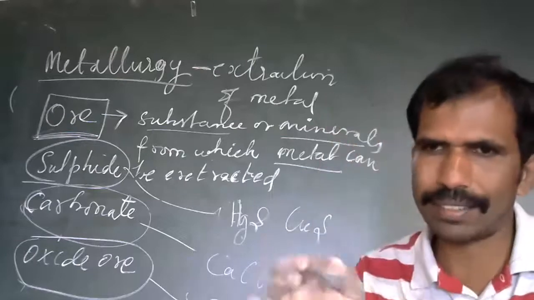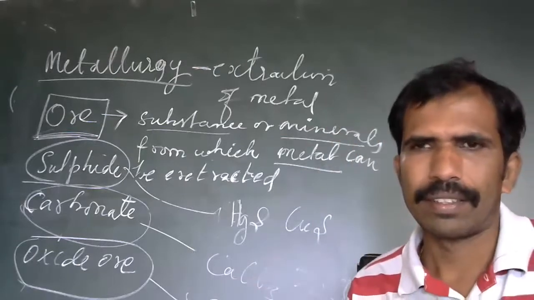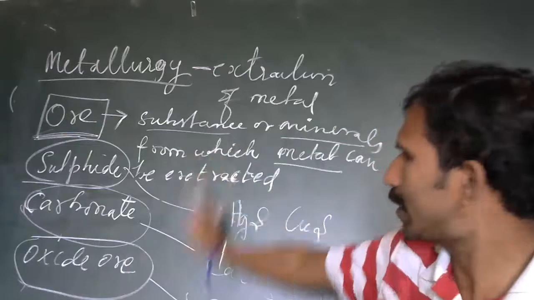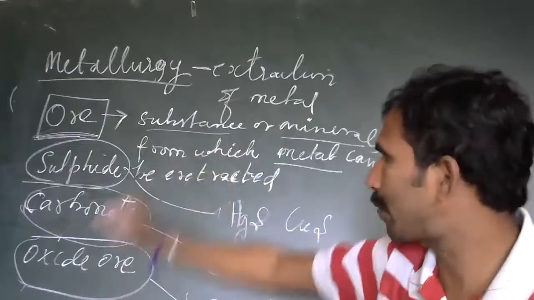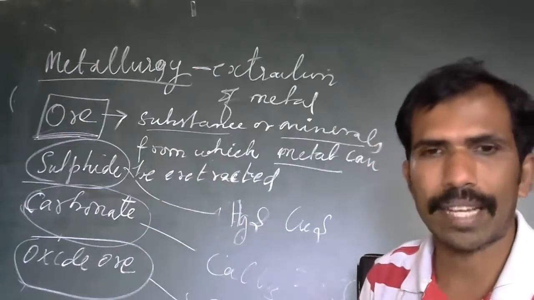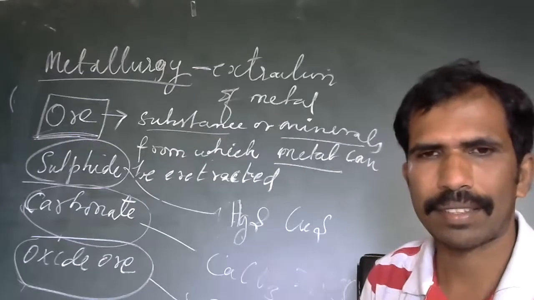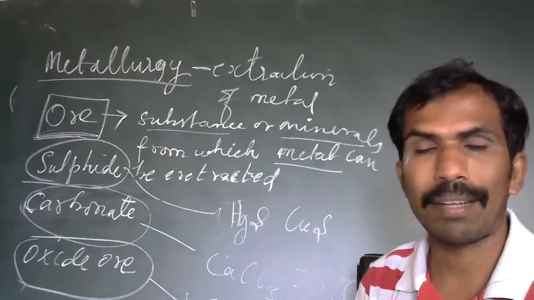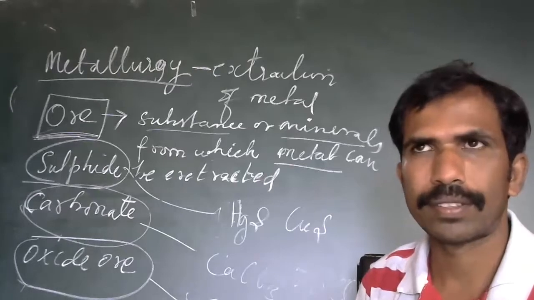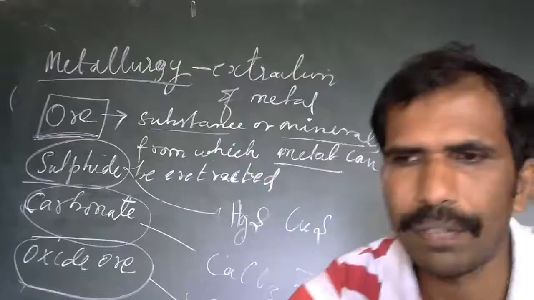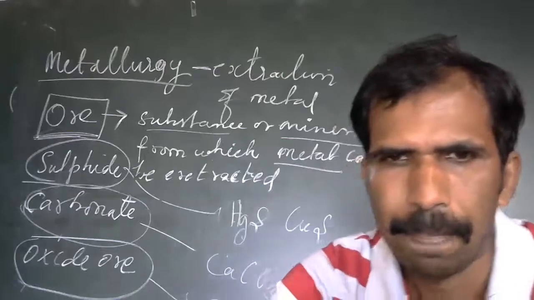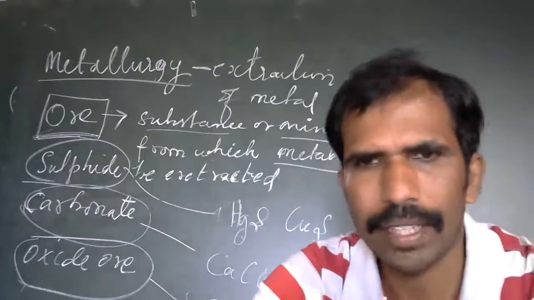So like this it is divided, and on that basis we'll learn. For sulfide ore, roasting is done. Like that, we use the method depending on the type of ore. The extraction part we'll see tomorrow.